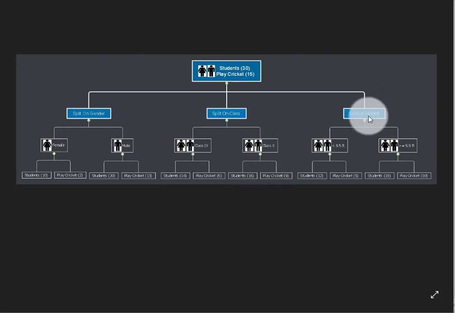Now if I talk about based on height, so we just talk about less than 5.5 and greater than or equal to 5.5 feet. So there are 12 students who have height less than 5.5, among them 5 play cricket, and there are the rest of the 18 students who have height greater than or equal to 5.5, and among them 10 play cricket.